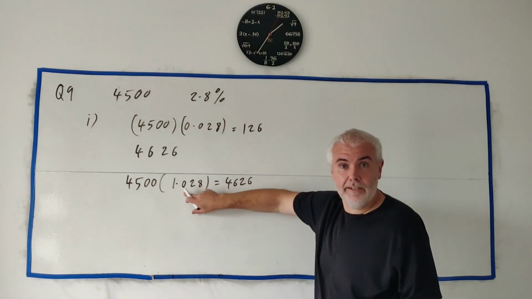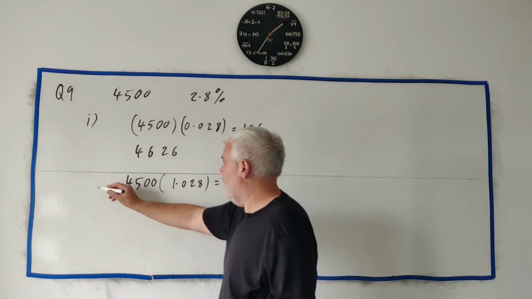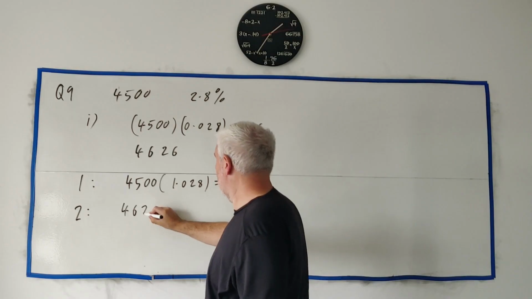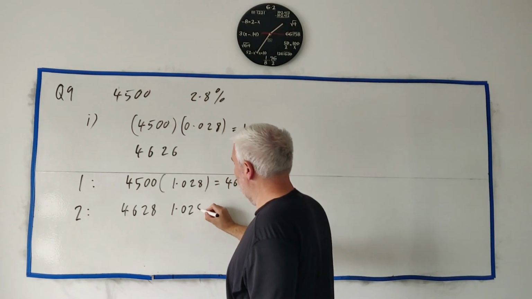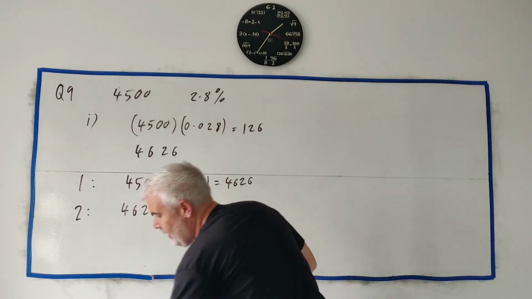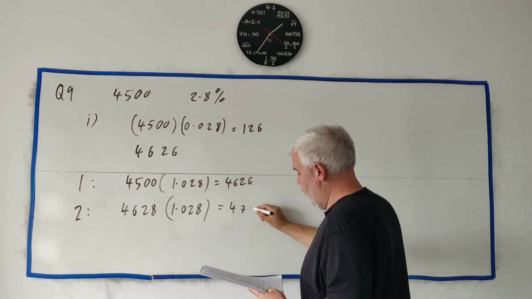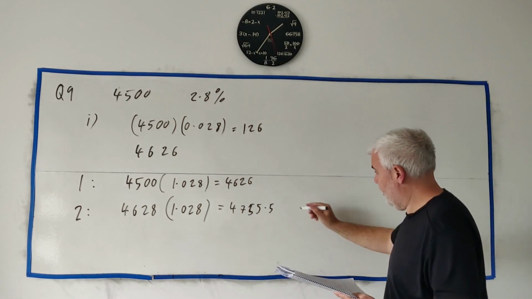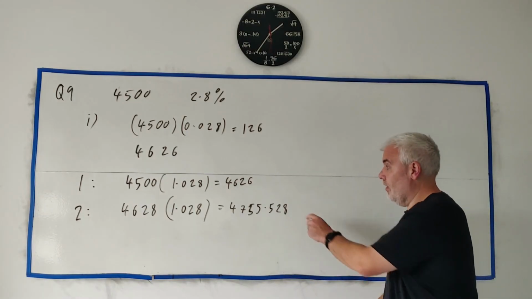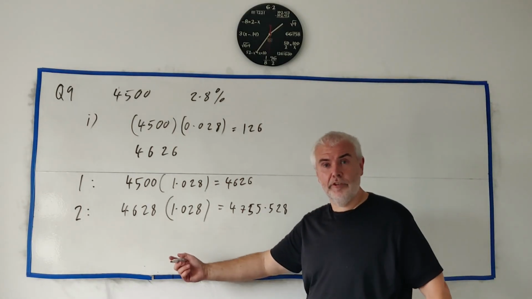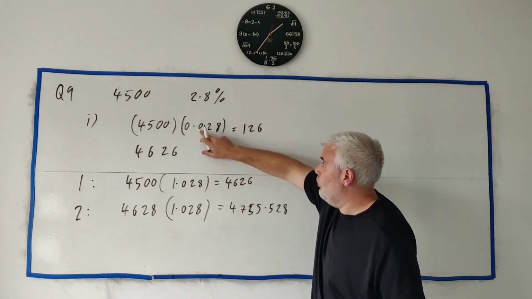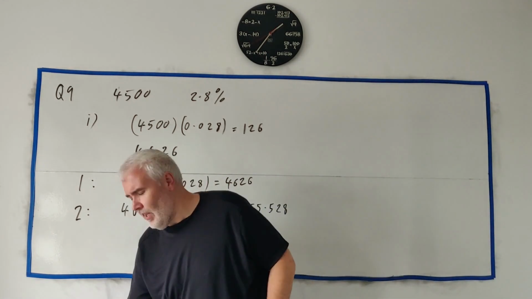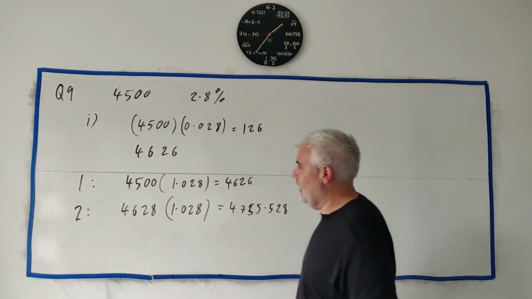I'm going to use this method here to make it a little bit faster. That's the first year, year 1 here. Year 2 would simply be this new number, 4,626 multiplied by 1.028. And if you put that in, you would get 4,755.528, or to the nearest cent would be 53. So that's a little faster doing it that way. But again, you could have just got 0.028, found the interest and added on. It would only take an extra 30 seconds. So we're not talking the end of the world if you did it that way.